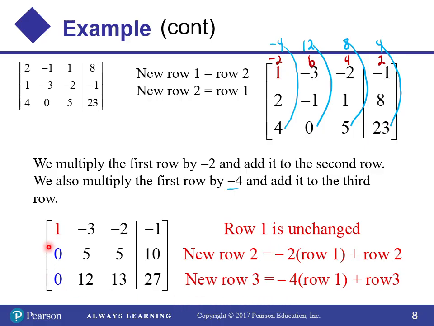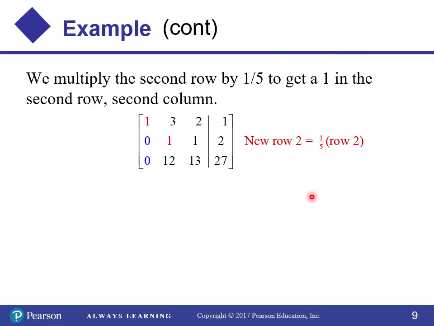Okay, so we're getting closer. We've got the first column to match the way we want. The next place we want to get a 1 in is right here where this 5 is at. So in order to do that, we're going to take our row 2 and multiply it by 1/5. Right? Because if you multiply by this fraction, that 5 became a 1. Okay, and so then everything else got multiplied by the 1/5 as well.